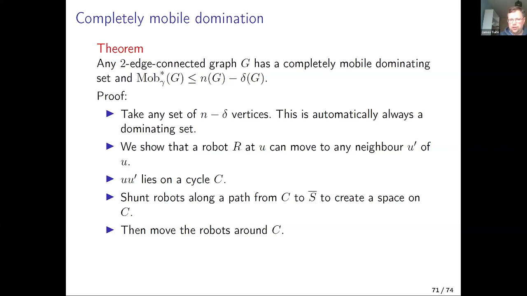All that we need to show is that a robot at some vertex u can move to any neighbor u dash of u. Because we're assuming the graph is two edge connected, u dash has got to lie in a cycle, and we can create the needed movement as follows. Let's say here we've got u, and here we've got u dash, and let's say we've got some unoccupied vertex, maybe on the cycle, maybe not, and this is the shortest path. We can first shunt robots along this path until we get a robot here and an unoccupied space on the cycle, and then we shift all the robots around the cycle, and the robot at u will then move to u dash. And because the graph is connected, being able to move from u to u dash is sufficient for every robot to be able to visit every vertex.